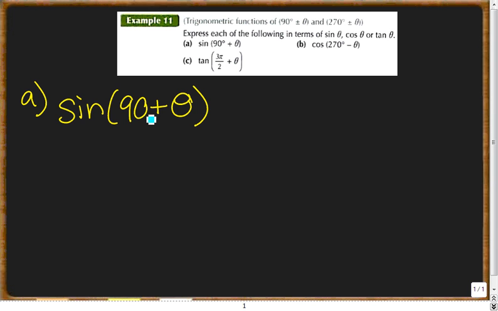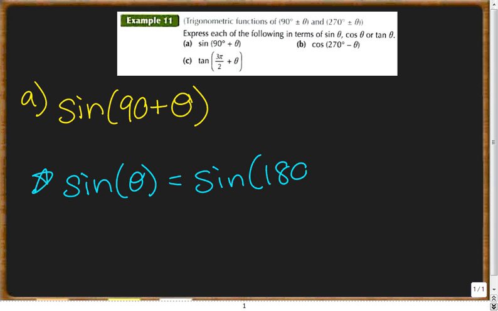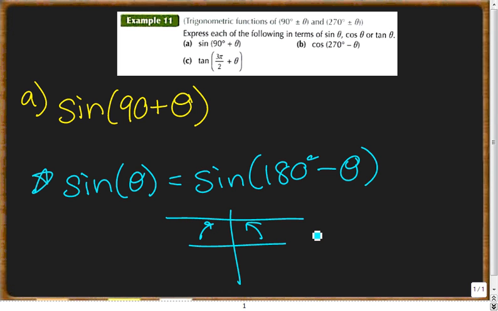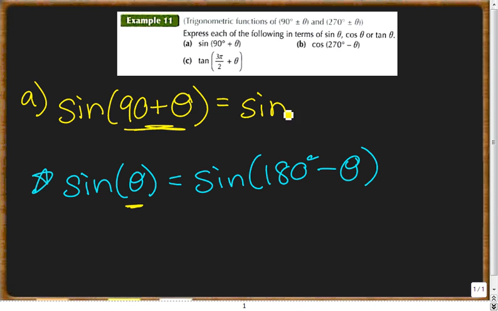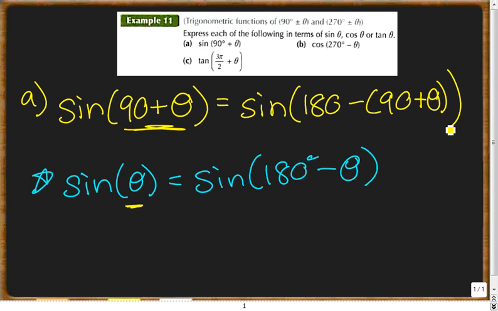If we're dealing with the sine of 90 plus theta, I know that there's a rule that says that the sine of theta is equal to the sine of 180 degrees minus theta. If we think about the unit circle, if we move this way, that way, we end up with the same y value, the same height. So we know that to be true. Well, if we model this same formula, where theta is 90 plus theta, then this has to equal the sine of 180 minus 90 plus theta. Okay, so this is a true statement, right? We're matching it exactly how we need to.